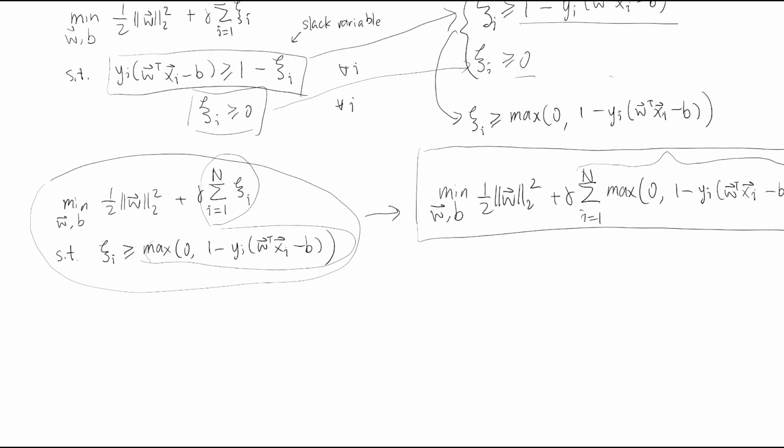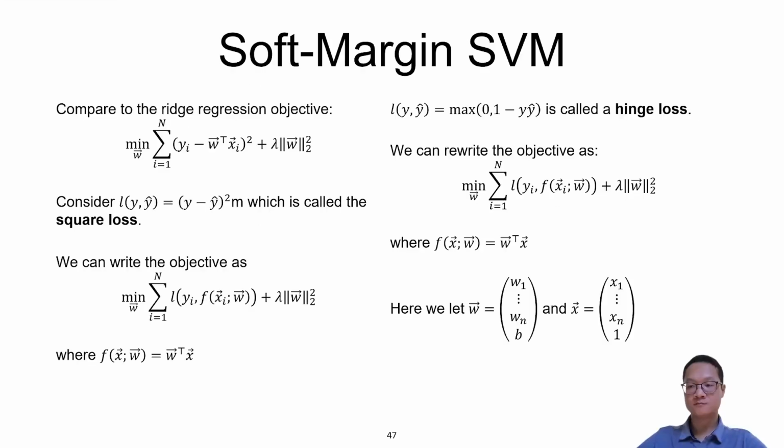We're going to do a bit more work on it. First of all, I can always divide the objective by gamma, because the constant in front doesn't really matter. And then I can name that 1/2 gamma, lambda.